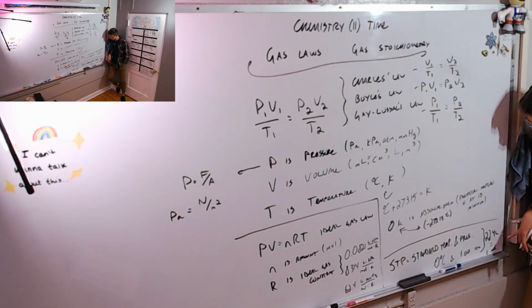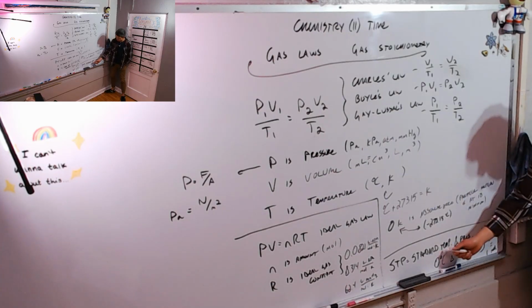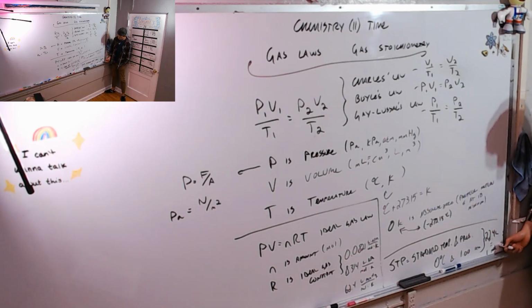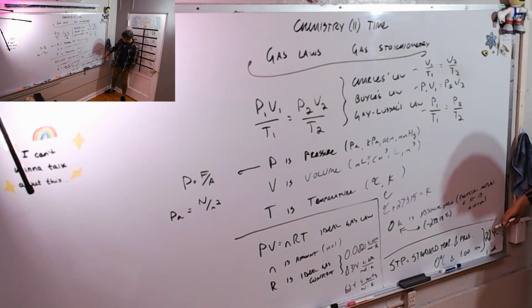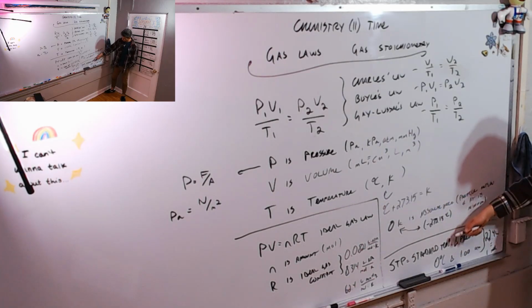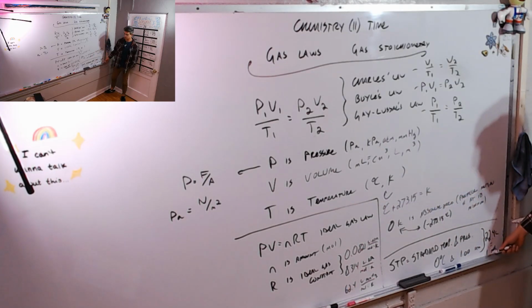Equal volumes of gases at the same temp and pressure have the same number of molecules, and that's what it is. This volume of gas at this temperature and pressure has this many molecules, 6 times 10 to the 23rd.